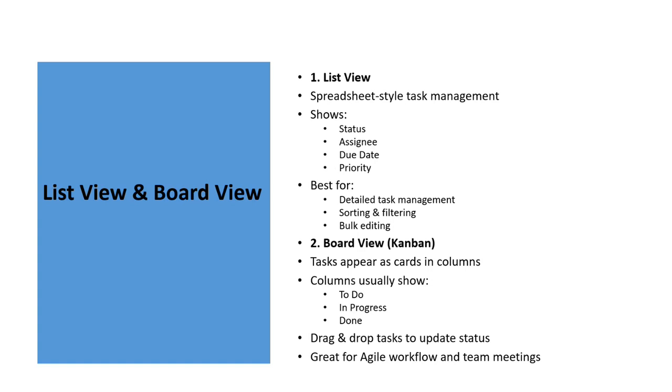Next is the board view, also known as the Kanban view. In this view, tasks appear as cards inside columns. These columns usually represent statuses such as to do, in progress, and done. One of the best features of the board view is drag and drop functionality. We can simply drag a task card from one column to another to update its status.